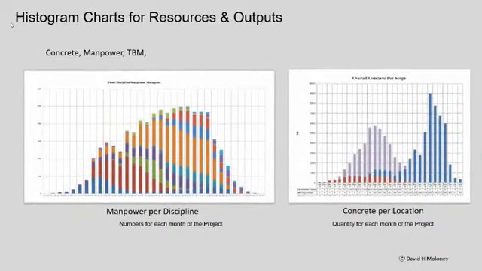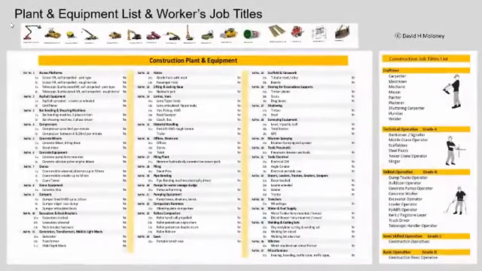Histograms show resources etc. for each month of a project. Resources, plant and manpower list.